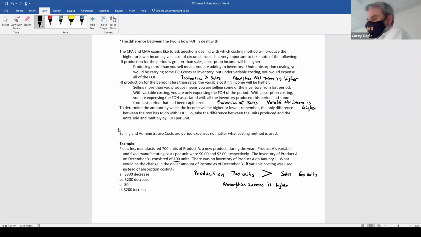Okay. Now we just have to figure out by how much. So this is really easy. We know the only difference in the two methods is fixed overhead. Under one method, we're expensing all of it. The other method, we're inventorying it for those 100 units, right? So they're telling us that fixed manufacturing cost per unit is $2, right?